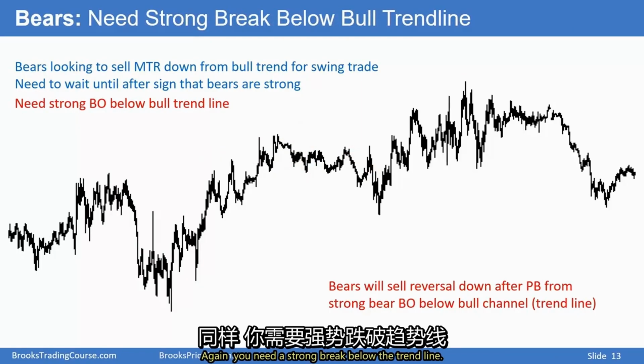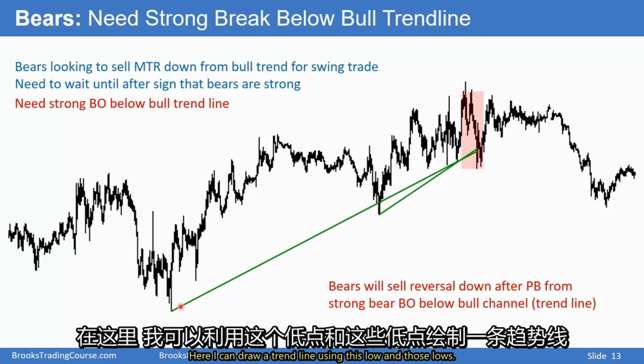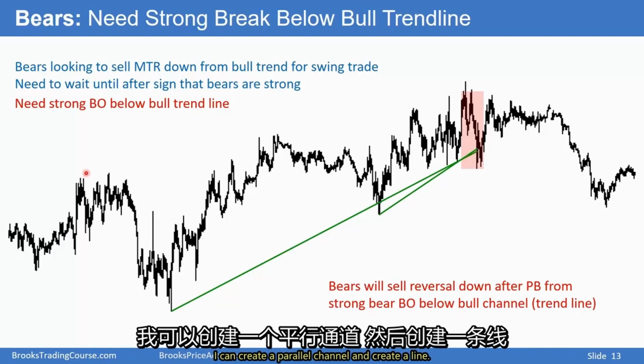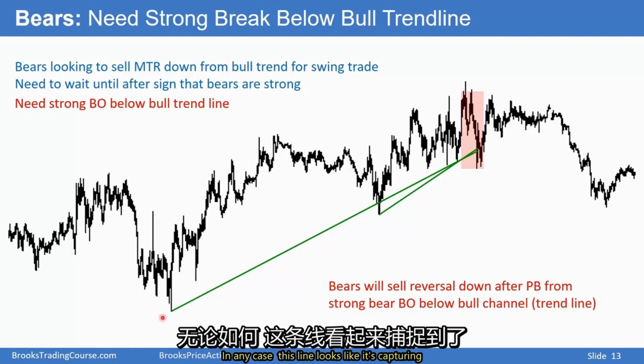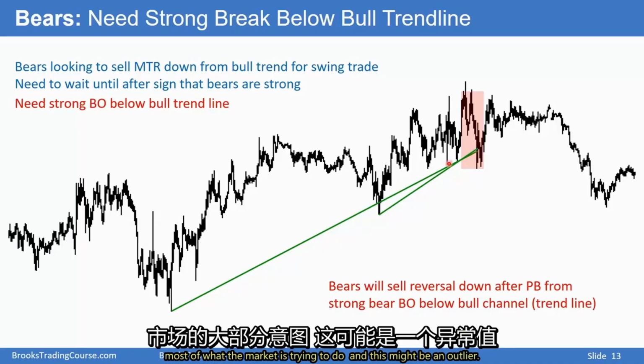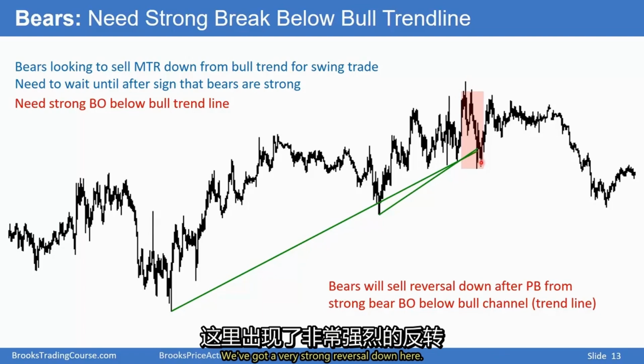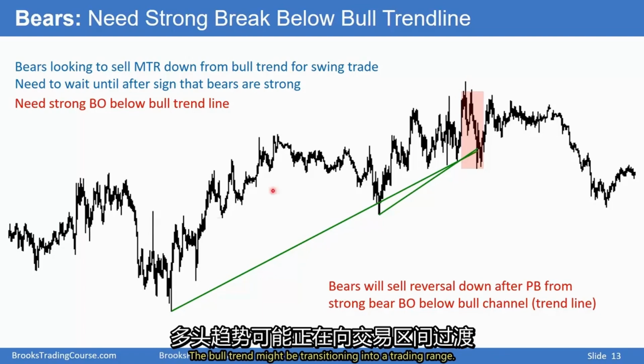Again, you need a strong break below the trend line. Here I can draw a trend line using this low and those lows. I can create a parallel channel and create a line. I can draw a trend line like this. In any case, this line looks like it's capturing most of what the market is trying to do, and this might be an outlier. We got a very strong reversal down here. The bull trend might be transitioning into a trading range.